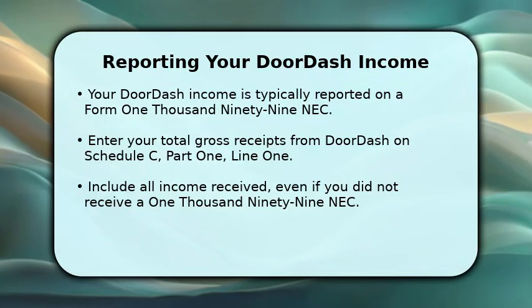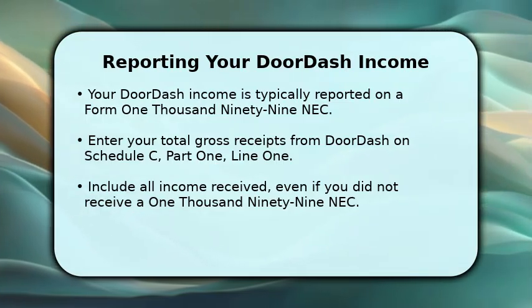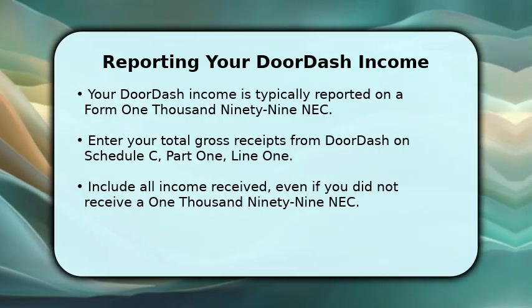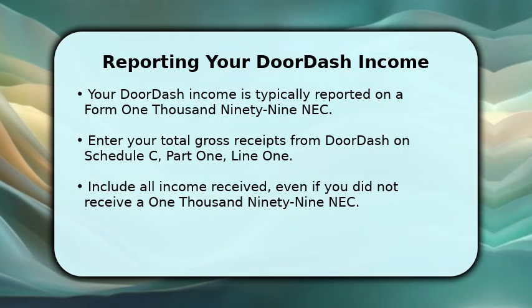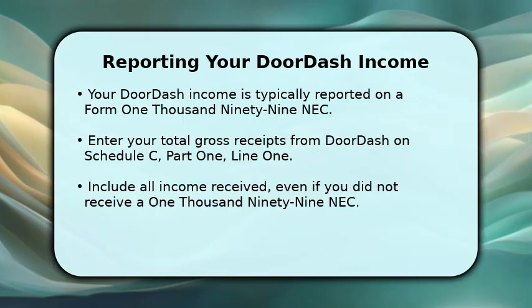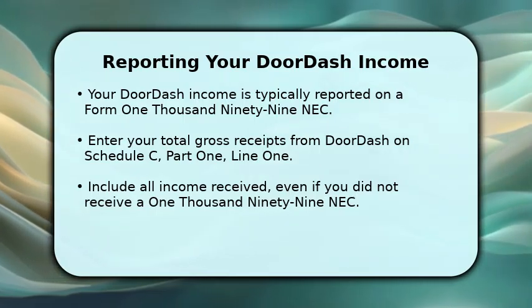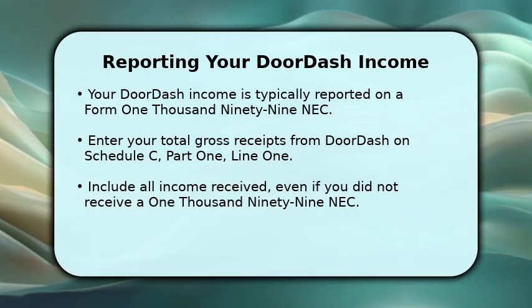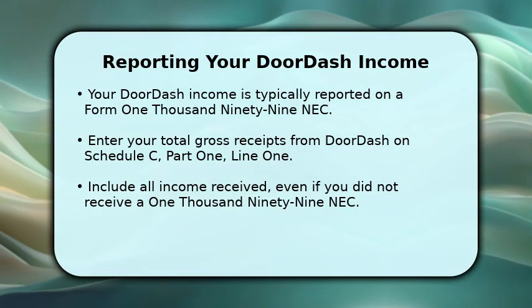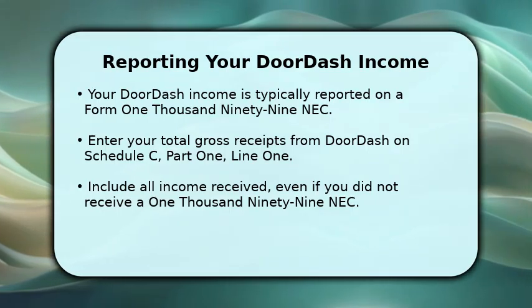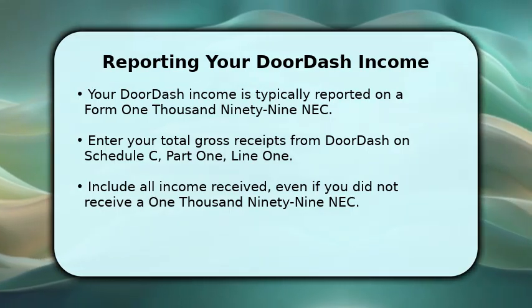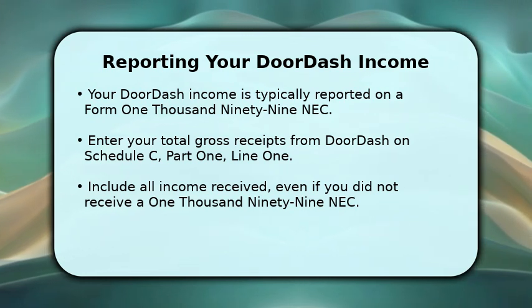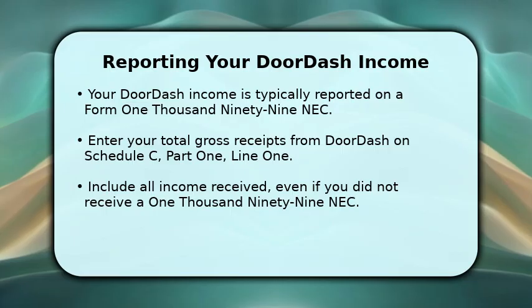Next, let's talk about reporting your DoorDash income. You'll typically receive a Form 1099-NEC from DoorDash, which details your earnings. Take the total non-employee compensation from this form and enter it on Schedule C, specifically in Part 1, Line 1, labeled Gross Receipts or Sales. Remember to include all income you received, even if it wasn't on a 1099-NEC. Accurate reporting ensures you meet your tax obligations correctly.